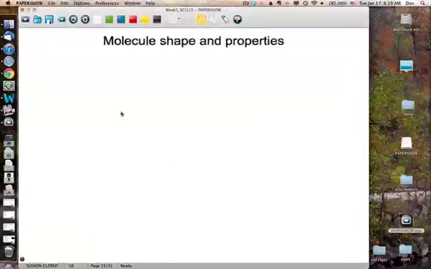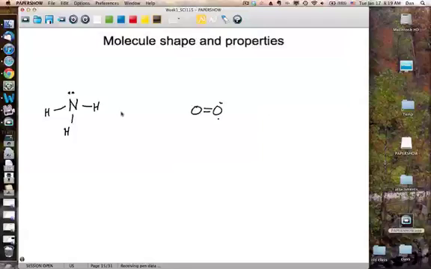So, as I mentioned, we have a wide range of molecules that have particular shapes, and those shapes influence their behavior. So let's take a look at some stereotypical molecules. Take a look at an oxygen molecule, an amine molecule, an ammonia molecule, and then let's look at something like HCl.